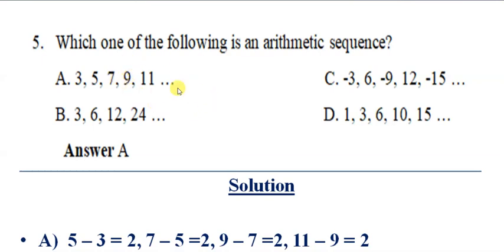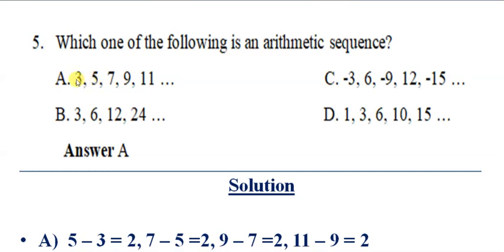The point is that by definition, an arithmetic sequence is a sequence in which the difference between any two consecutive or successive terms is constant, and that constant is called the common difference. Now let us check whether the sequences in the 4 choices satisfy the given definition of an arithmetic sequence. Let us begin with A.